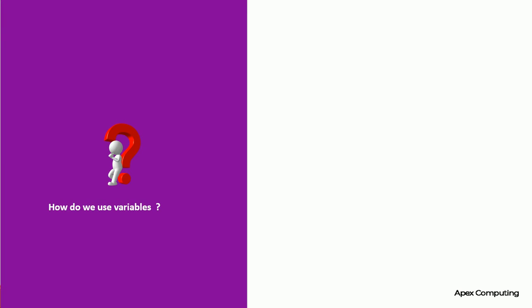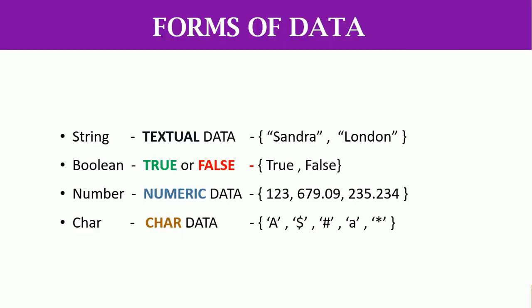To use a variable, we need to declare the variable. Now we talked about a variable being a space inside a computer's memory. There's a large chunk of space inside a computer's memory. So to use any part of the memory, you need to declare a variable. To declare a variable, you need to know the type of variable you want to declare. As I spoke about, we have different forms of data.